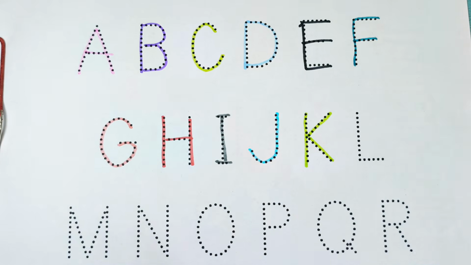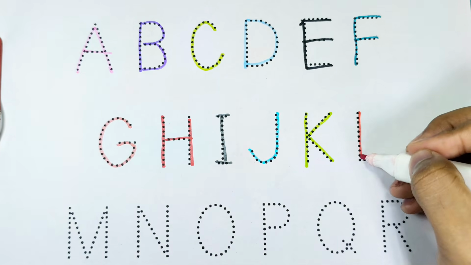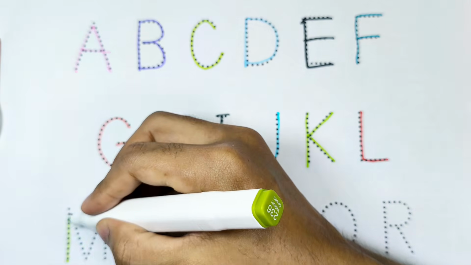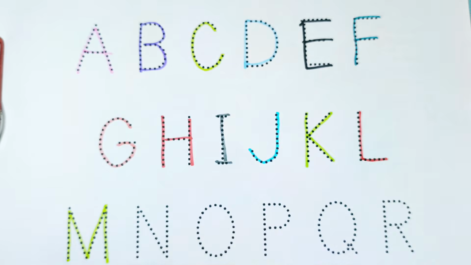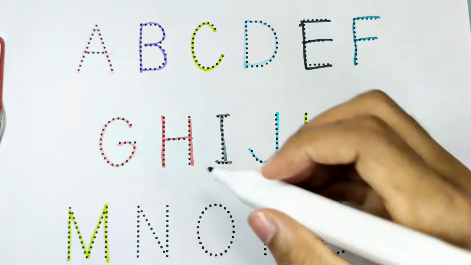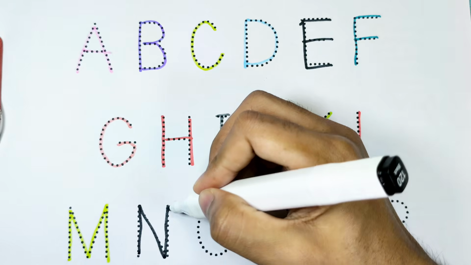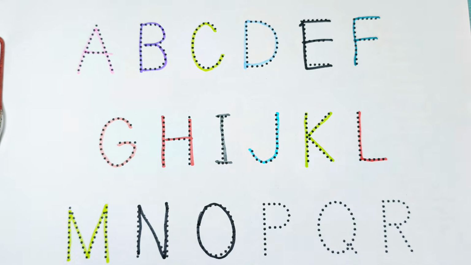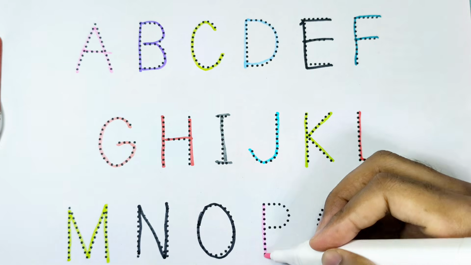K for kite. L for lion, L for lemon. M. M for moon, M for mango. N for nose, N for nest. The next one is O. O for octopus. P for penguin.